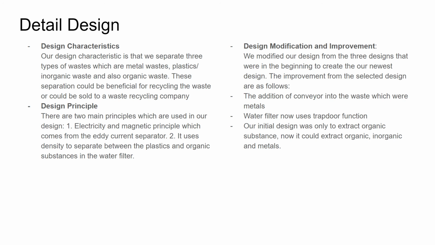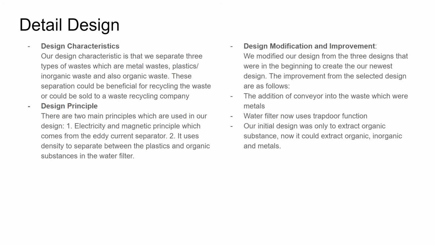Now I'm going to talk about the detailed design. Our design characteristics are that we separate three types of waste, which are metal waste, plastic or inorganic waste, and organic waste. These separations could be beneficial for recycling the waste or could be sold to waste recycling companies. Our design mainly uses two principles. The first is the electricity and magnetic principle, which comes from the eddy current separator. The second is that it uses density to separate between the plastic and organic substances.